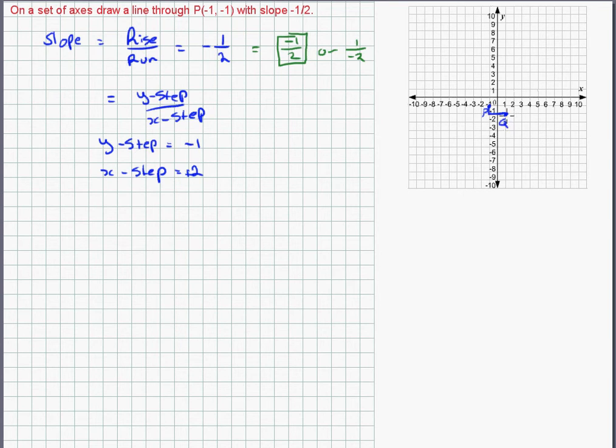Now that you have those 2 points, using your ruler, I don't have one in this program, so it's going to look terrible, but you need to use your ruler for this. You draw a line that connects those 2 points, 1 and 2, like so. And you're done.